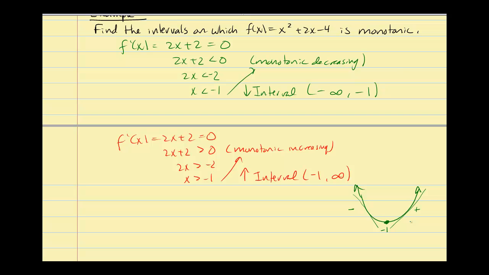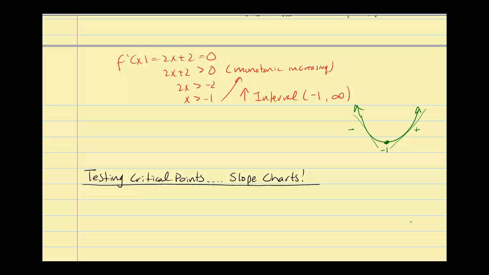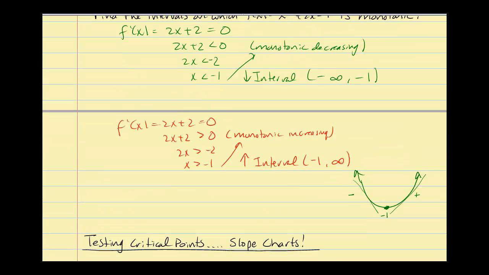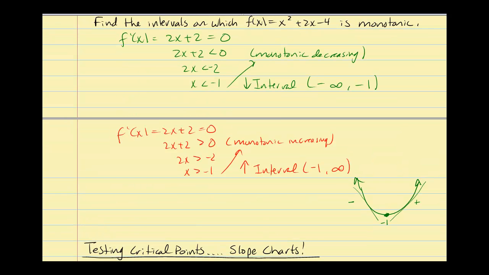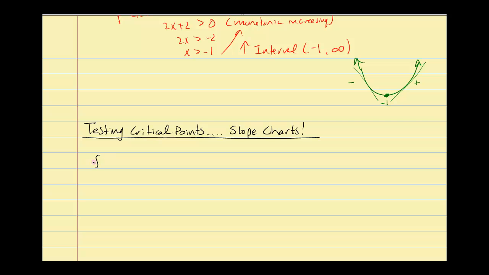Now another way that we can do this is by testing critical points or creating slope charts. Now this will be getting the same results as we did in the previous question. It's just a different way of doing it. So we had the function f of x is equal to x squared plus 2x minus 4. And we want to determine where it's increasing and decreasing. So I want increasing, decreasing intervals here.